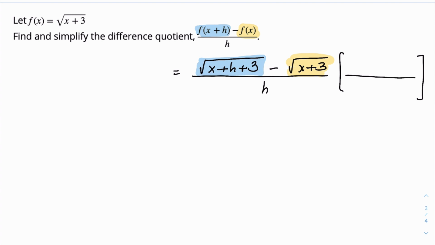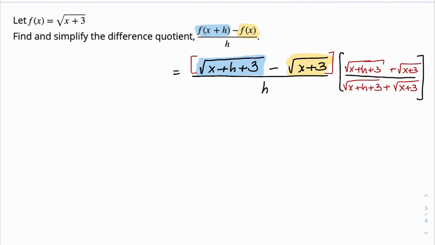And the conjugate of this radical expression here that I'm going to put in brackets is basically the same terms, but with a plus sign in between. So we're going to have square root of x plus h plus 3 plus square root of x plus 3. And I'm going to multiply that to the numerator because that's where I need it. But whatever I multiply to the numerator, I have to multiply to the denominator as well.